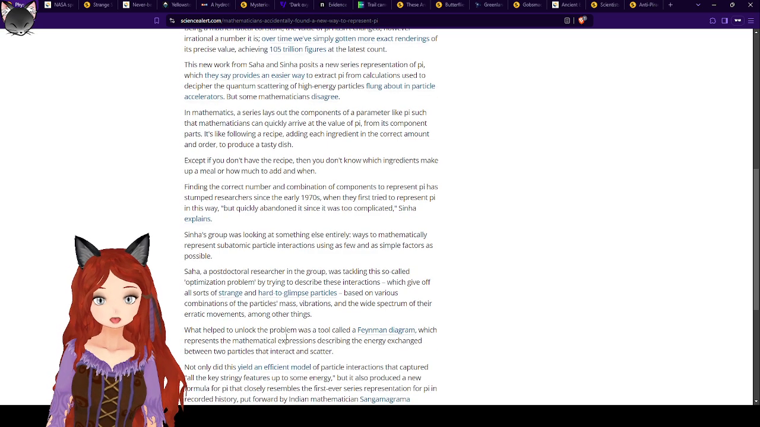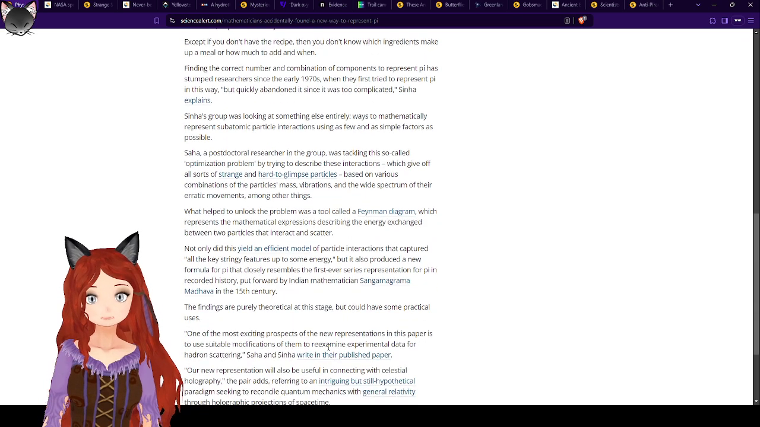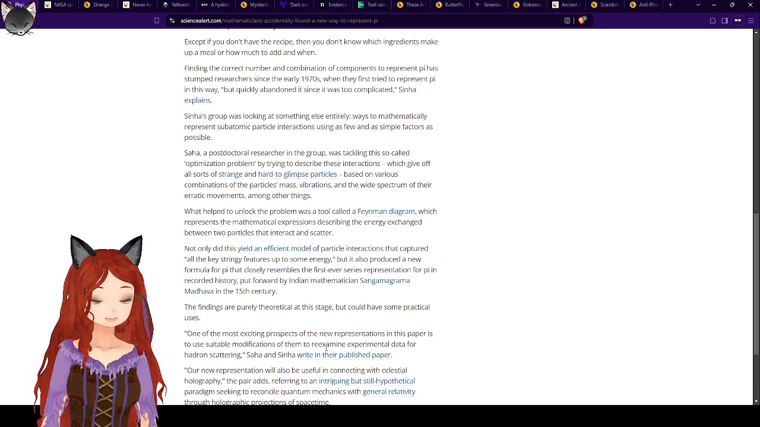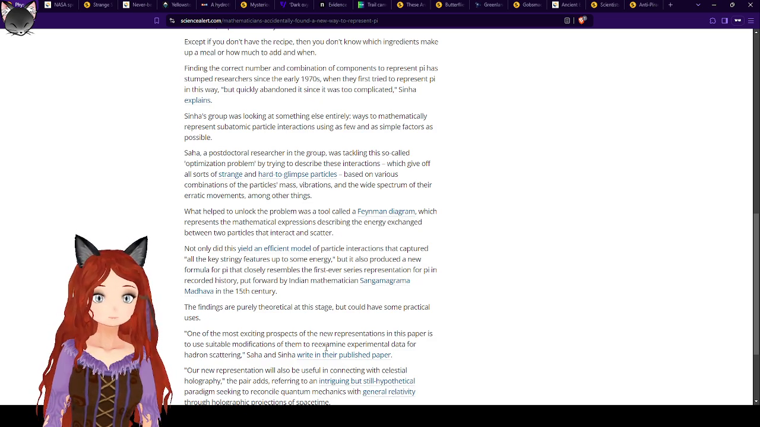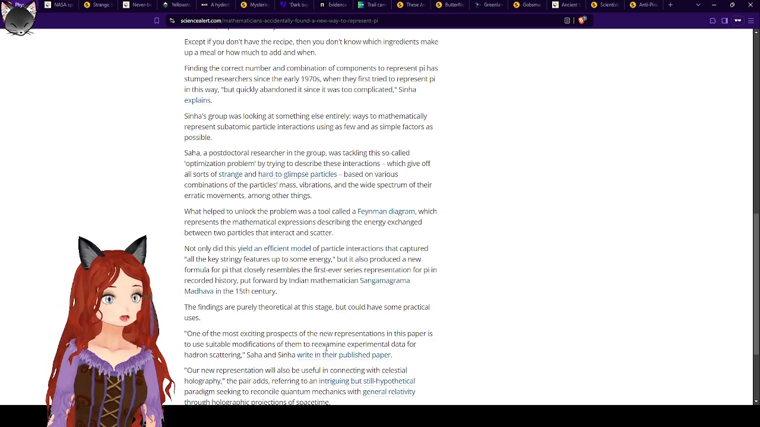What helped to unlock the problem was a tool called the Feynman diagram, which represents the mathematical expressions describing the energy exchange between two particles that interact and scatter. Not only did this yield an efficient model of particle interactions that captured all key stringy features to some extent, but it also produced a new formula for pi that closely resembles the first ever series representation for pi in recorded history. I am going to slaughter this name. I am so sorry. By Indian mathematician Sangamagrama Madhava in the 15th century.